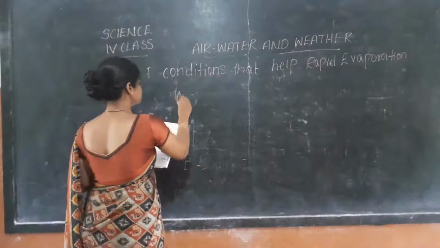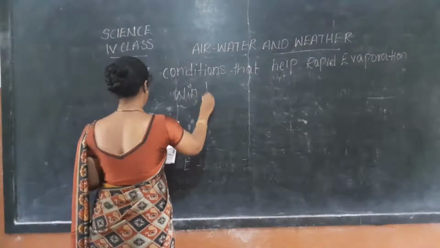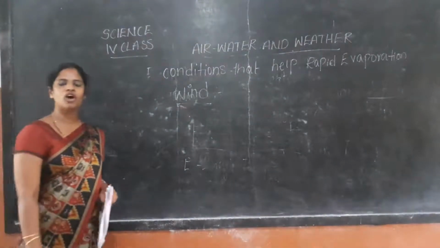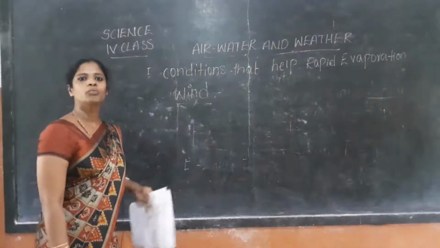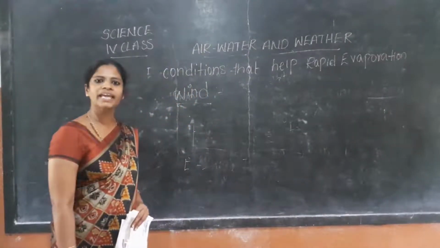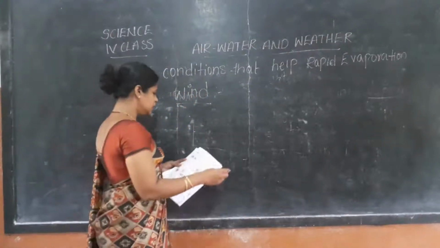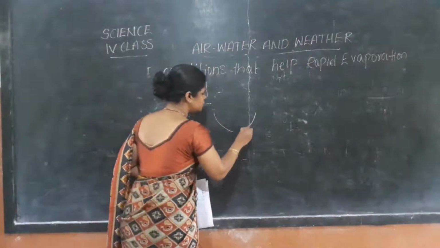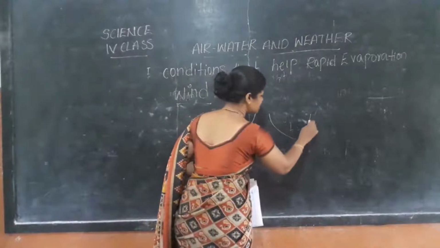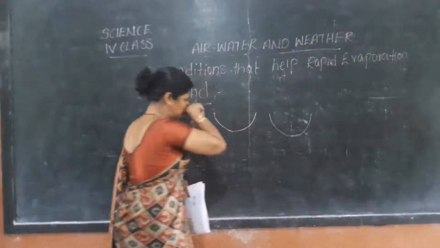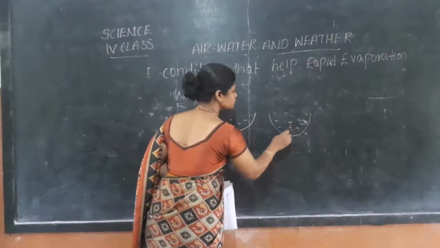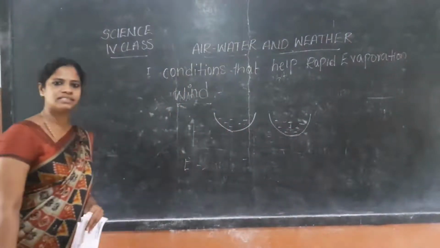Wind. Okay, students, how does wind affect evaporation? You see, already we know what wind is, students. Moving air is called wind. Take two dishes, students, which have more surface area, like this, and pour water in the two dishes.